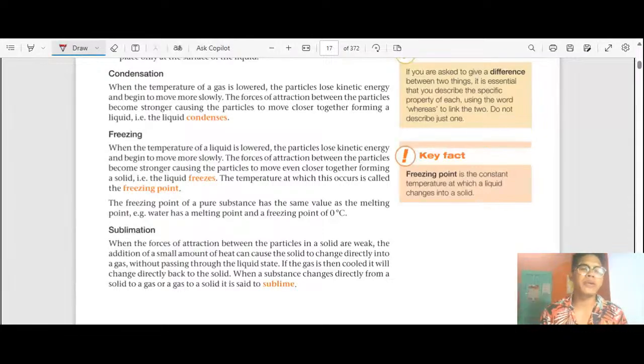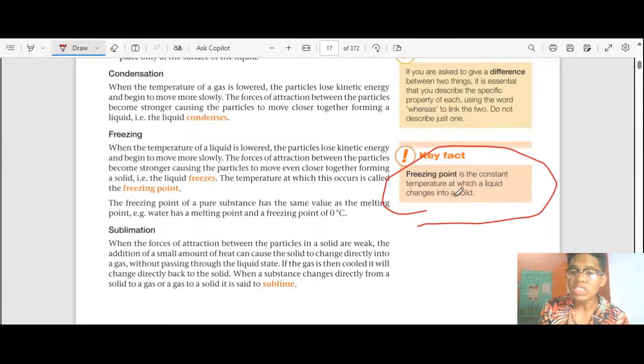So we have freezing point and we have boiling point. The freezing point of a pure substance has the same value as the melting point. Example, water has a melting point and a freezing point of 0 degrees Celsius. And here is a key fact: freezing point is the constant temperature at which a liquid changes into a solid.